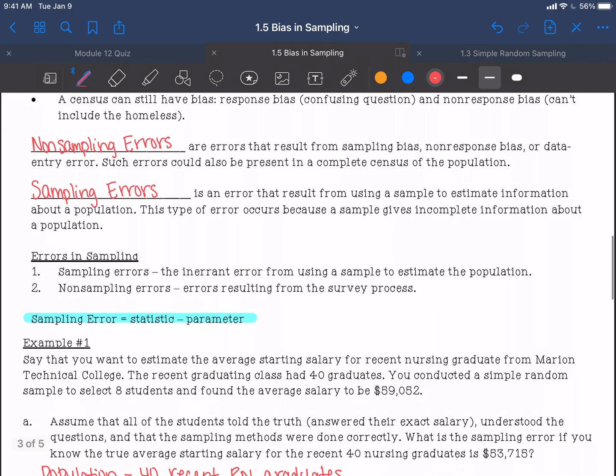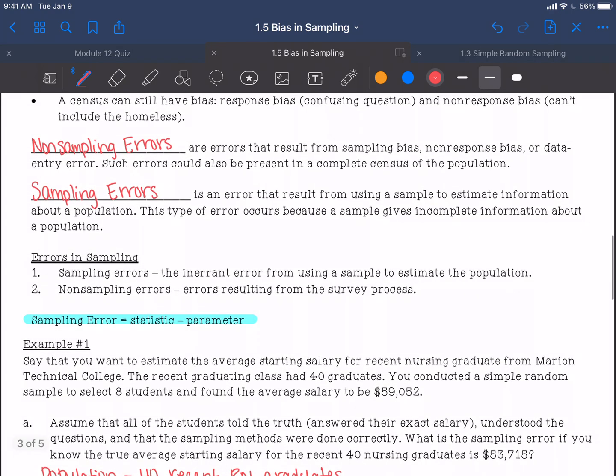So a way to find the sampling error is to take the statistic minus the parameter. If you remember, as you should, a statistic is data from the sample. The parameter is data from the population.